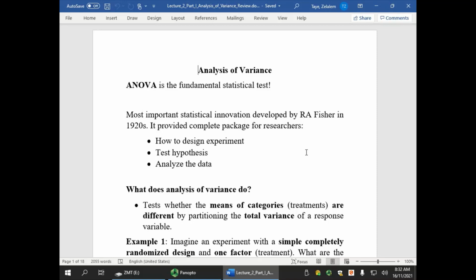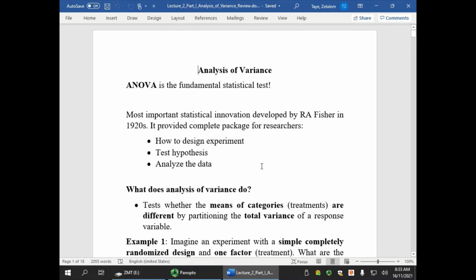It was developed by Ronald Fisher in the 1920s, who was working in close contact with people doing agricultural experimental research, and they had a need to find a framework or a way to analyze data, to design an experiment, and to analyze and interpret the results. So analysis of variance has provided a framework for researchers in how to design, test hypotheses, and analyze the data.